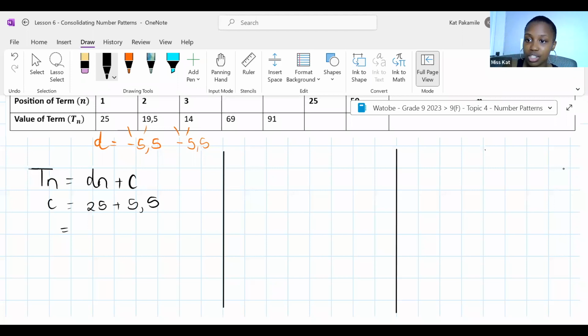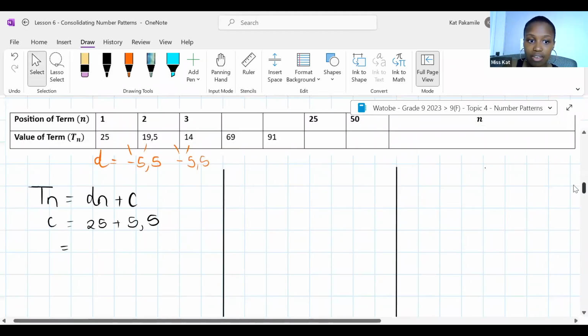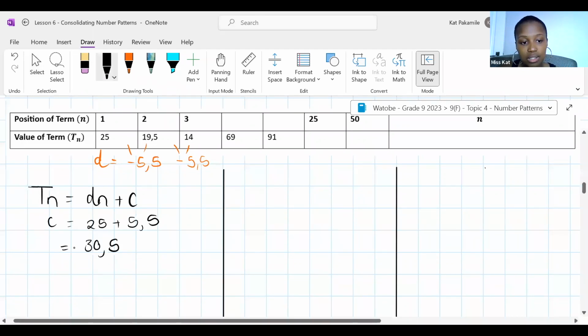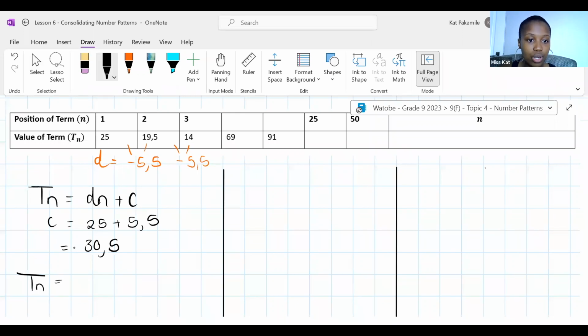Scroll up to the top. That's as far as I can scroll. Okay, if you want something that's at the top, you'll have to wait until the end of the lesson. Okay, so this will give us 30,5. So now we have C, now we have D. We substitute. So then Tn will be equal to negative 5,5n plus 30,5.